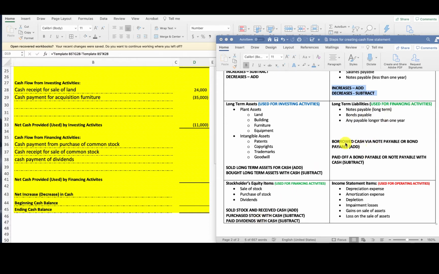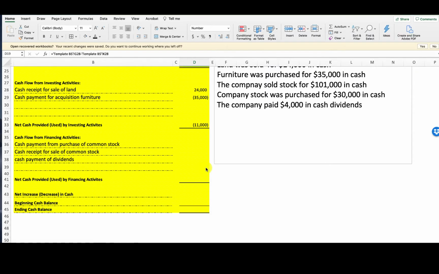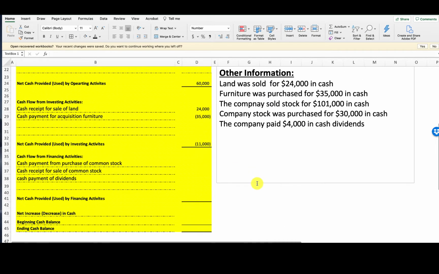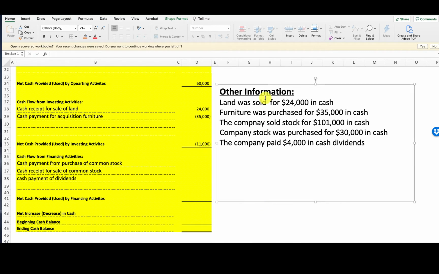So it shows you if you borrowed cash via notes payable or bond payable, add. If you pay off a bond payable or notes payable with cash, you subtract. If you sold stock and received cash, you add. If you purchased stock with cash, you subtract. If you pay dividends with cash, you subtract. And that is it.